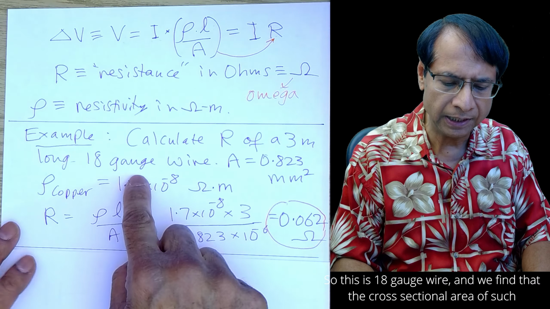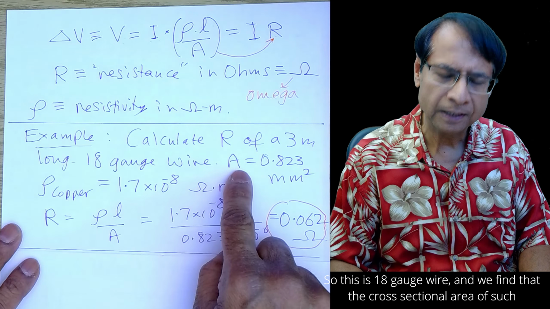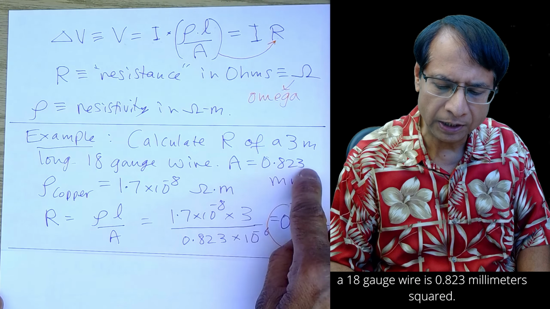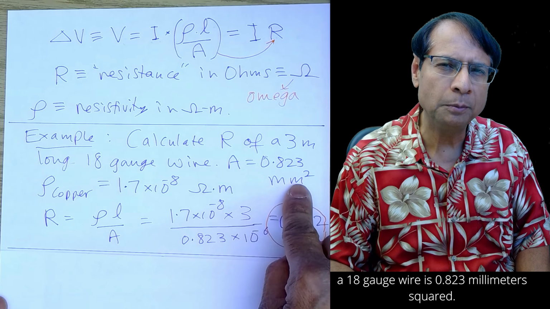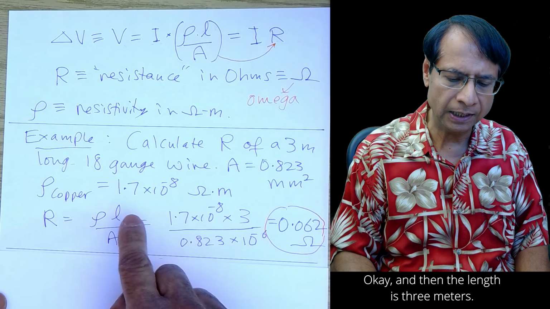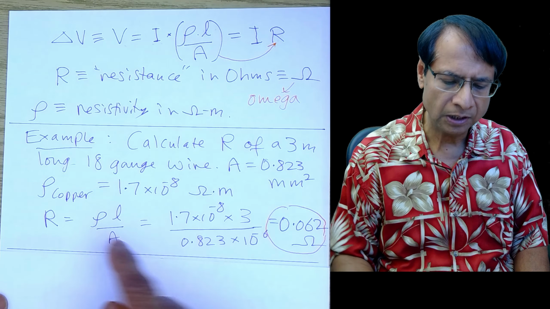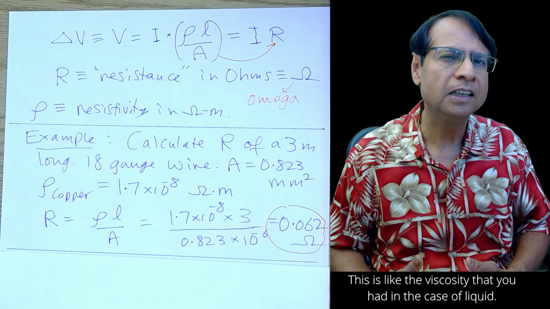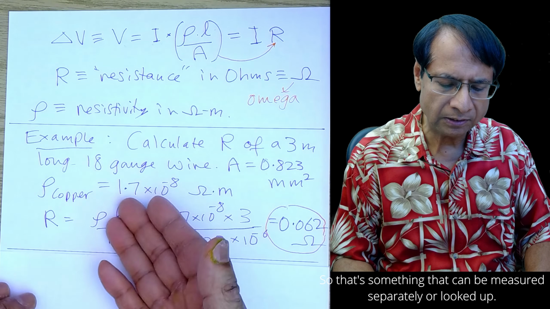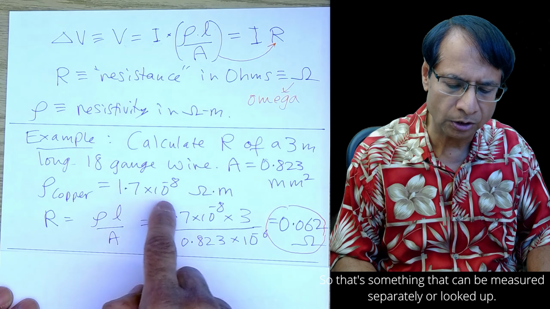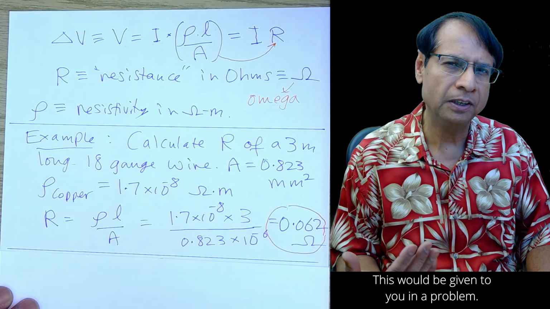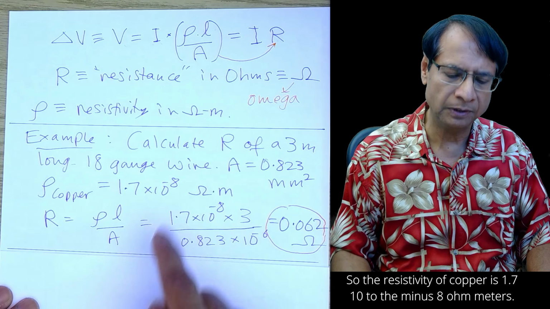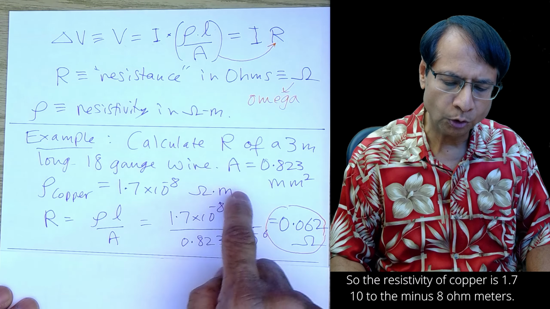So this is 18 gauge wire, and we find that the cross-sectional area of such an 18 gauge wire is 0.823 millimeters squared. And then the length is 3 meters. Then we need the resistivity. This is like the viscosity that you had in the case of liquid. That's something that can be measured separately or looked up. This would be given to you in a problem. The resistivity of copper is 1.7 times 10 to the minus 8 ohm meters.